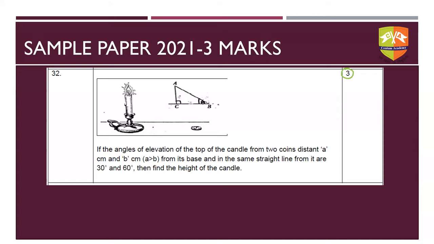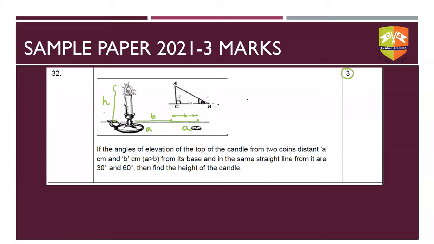So from two points distant A cm and B cm, somewhere here is A, and A is greater than B. Sorry, so this will be B, and here is A. This total is A, so this is B minus A. Something like that. I hope this is clear. So you have to find out the height of the candle. So typical height and distance question. Right? So what do you need to do?